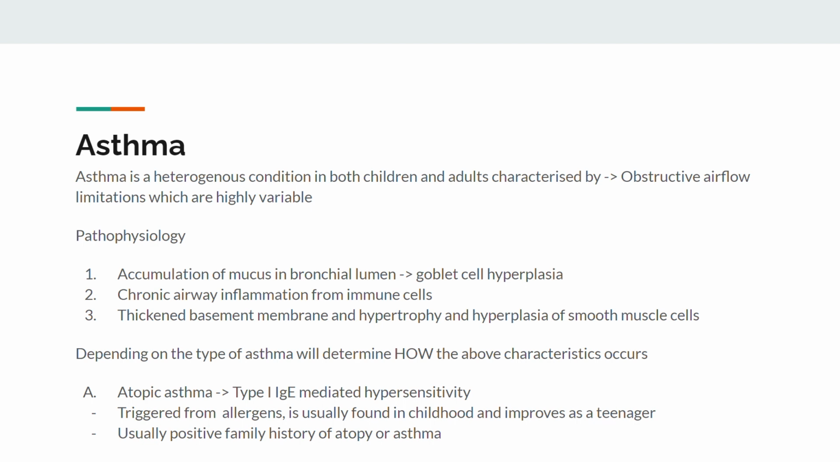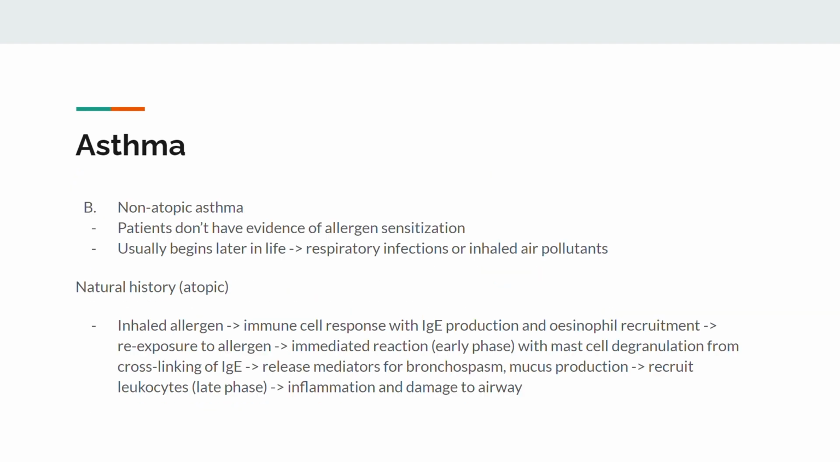Now, atopic asthma usually has a positive family history of atopy or asthma, and this is how you can help to differentiate asthma from some other conditions, which we're going to talk about in a little bit. So then you've got non-atopic asthma. This is a bit of an interesting one. I'm not going to touch much on it here, but it's just for you to flag that it's not all atopic asthma. There's no evidence of allergen sensitization with these patients, and it usually begins later in life, mostly from respiratory infections or inhaled pollutants. So we're going to focus on atopic asthma here.